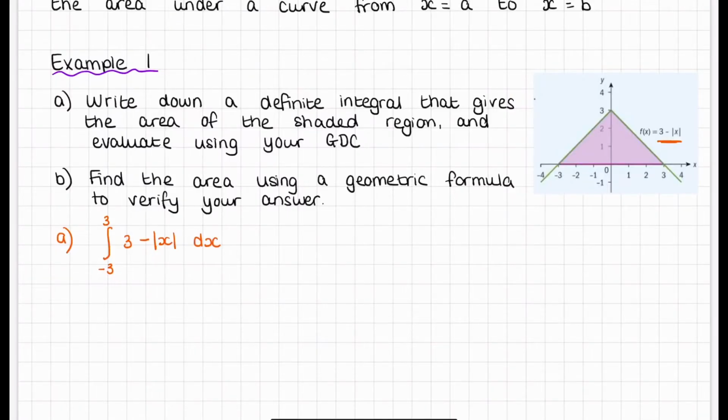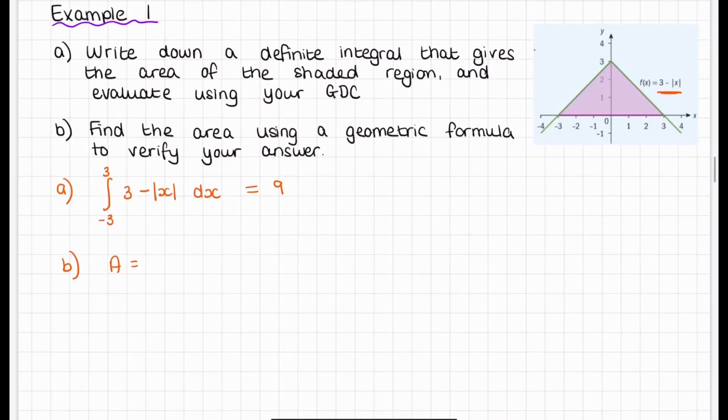As we just found out on our calculator, this one equals 9. Now we're going to verify this using a geometric formula. We know that this shape is a triangle, and to find the area of a triangle, we do half base times height. The base of the triangle is from -3 to 3, which is 6. The height of the triangle is 3. Half times 6 times 3 equals 9. So we've verified that they do give us the same answer.